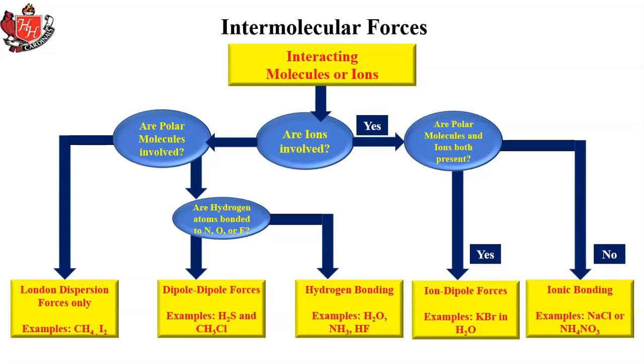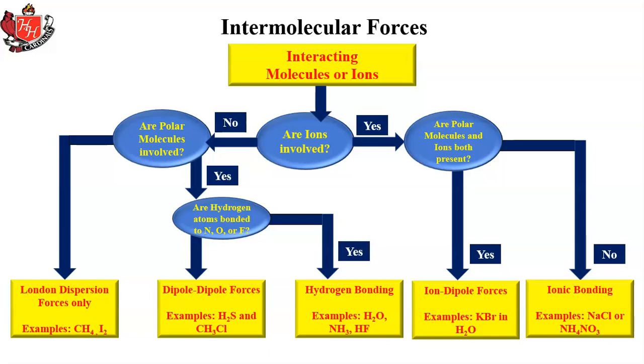Now let's go back to the top center, and let's go to the other direction. So are ions involved? Let's say no. Then the next question is, are polar molecules involved? Let's say that they are. Then there's two questions to ask. Are hydrogen atoms bonded to nitrogen, oxygen, and fluorine? We're going to talk about hydrogen bonds in just a little while. But if the answer to that is that there's a hydrogen atom bonded specifically to nitrogen, oxygen, or fluorine, it can't be any other element, if the answer to that is yes, then you have hydrogen bonding.